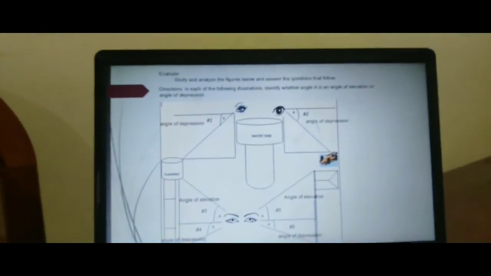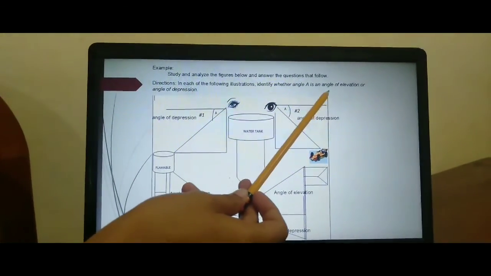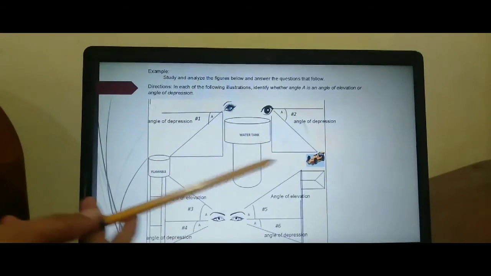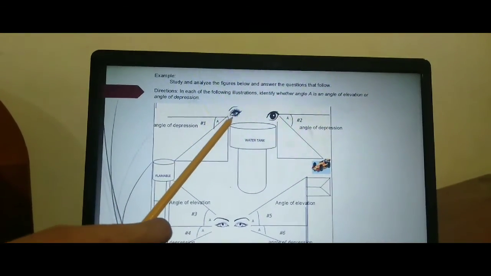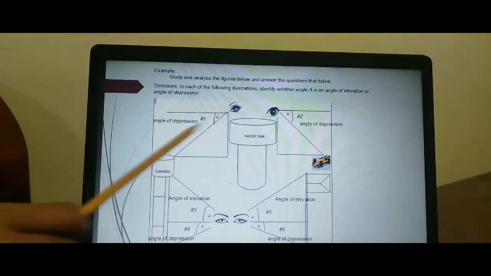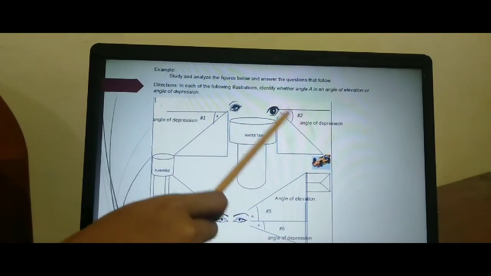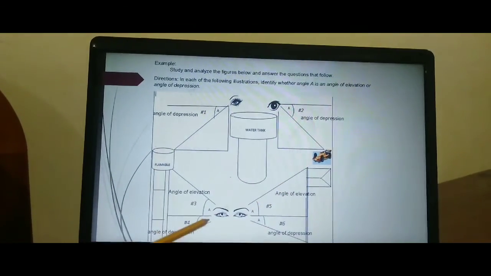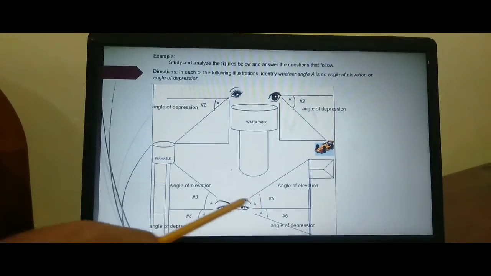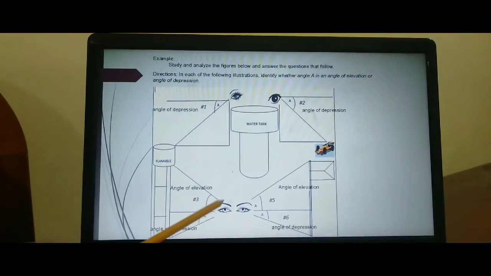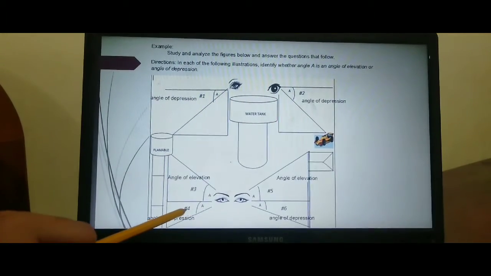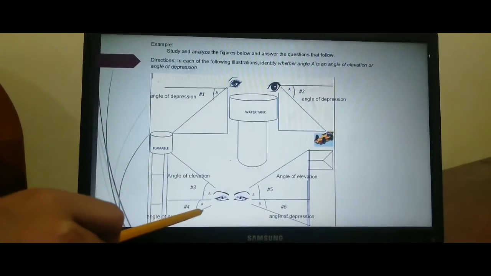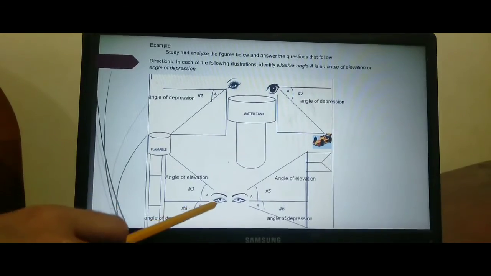In each of the following illustrations, identify whether angle A is an angle of elevation or angle of depression. In number 1, angle A is angle of depression. This is the eyes of the observer to the object below. Same as number 2, angle of depression. Numbers 3 and 5 are angles of elevation. This is the eye of the observer to the object above. Then numbers 4 and 6 are angles of depression, the eyes of the observer to the object below.